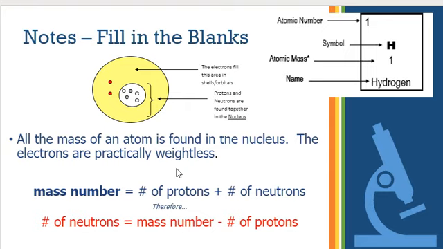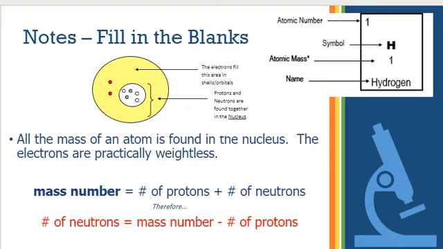So right under the words fill in the blank, I've given you a representation of an atom. We see that neutrons and protons are found together in the nucleus. Then we have this electron shell or ring where we find all the electrons. All of the mass of an atom is found inside that nucleus. The electrons are practically weightless.